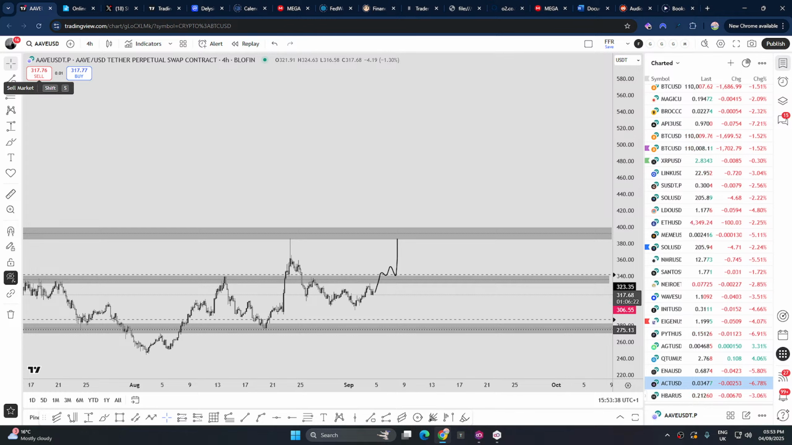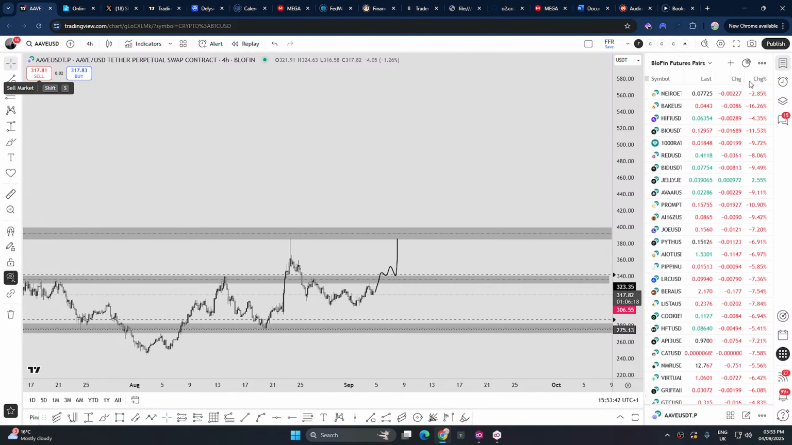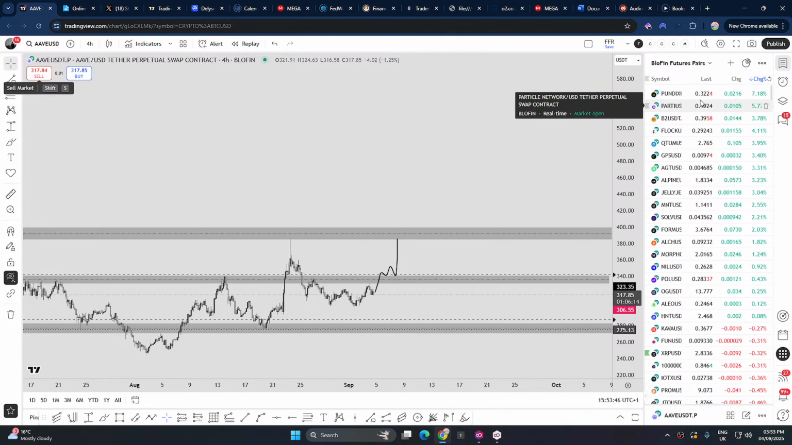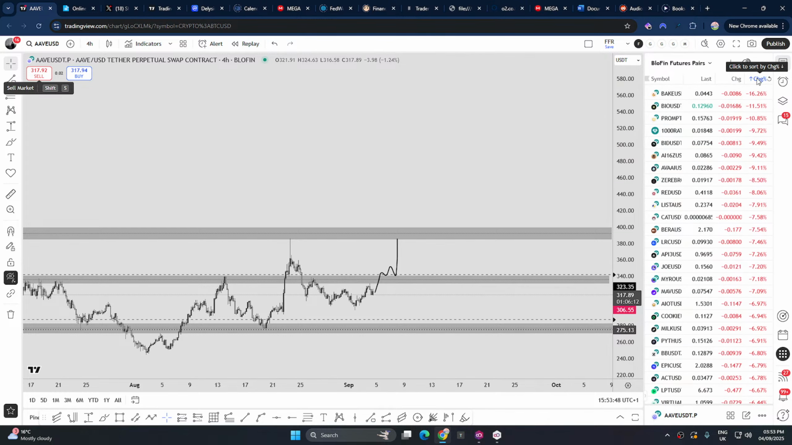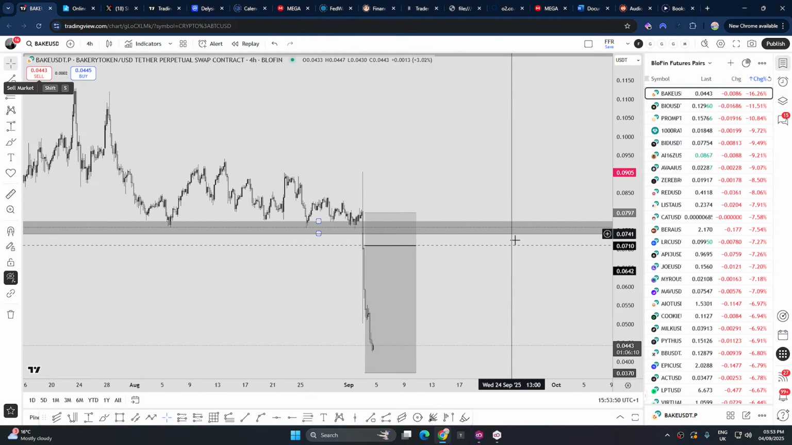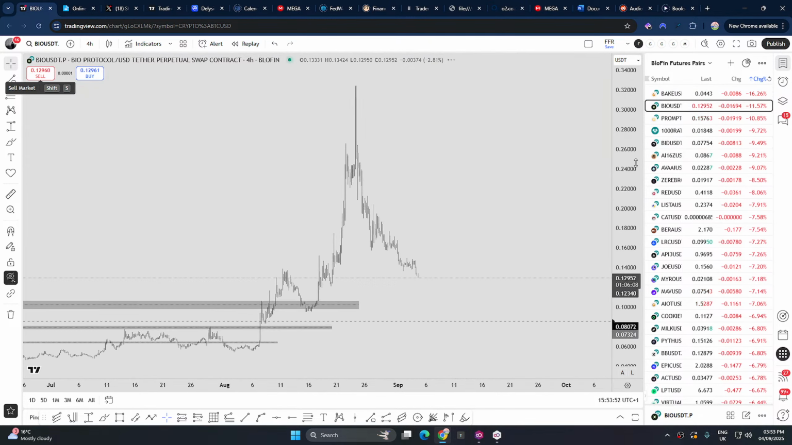Any simple way to find these coins which are more active? Yeah, you can go to the watch list. I can share the link of the watch list with you. Rank these coins as per percentage change, negative or positive. These coins that are in top gainers and top losers are going to have the best possible opportunities, right? For example, U had a massive move towards upside.